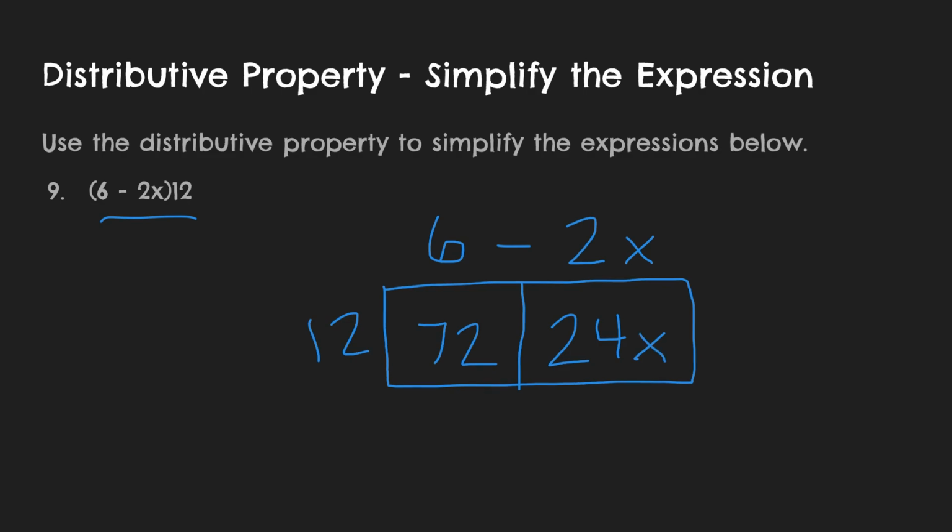And then I'm just going to write it in this order. Make sure you don't mix up your order here. So my final answer is going to be 72 minus 24x. Remember, it's okay for the variable portion to be next. You just want to keep the same order that they give you. So that's no big deal there.